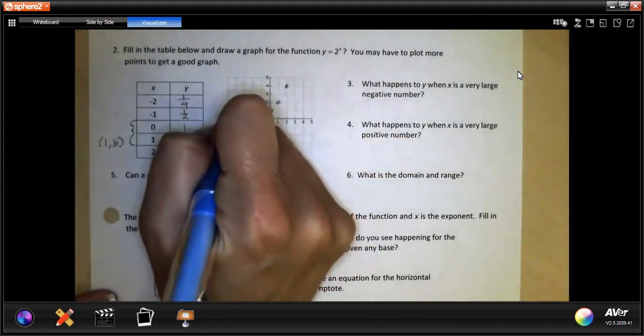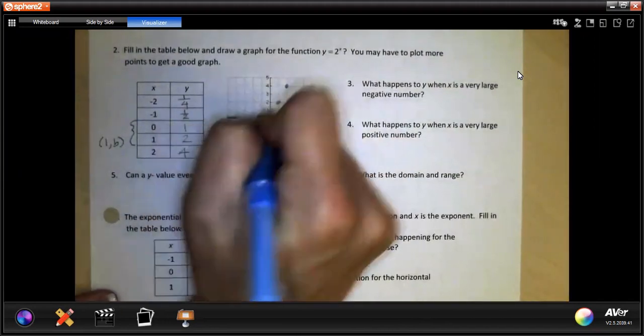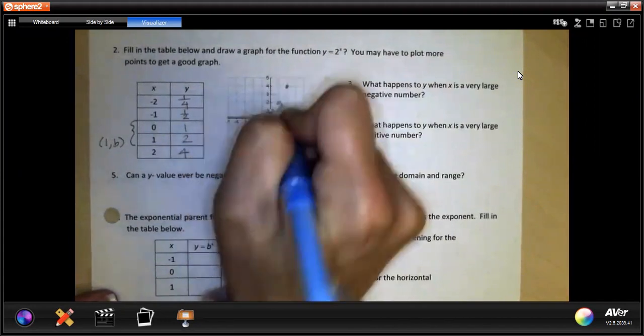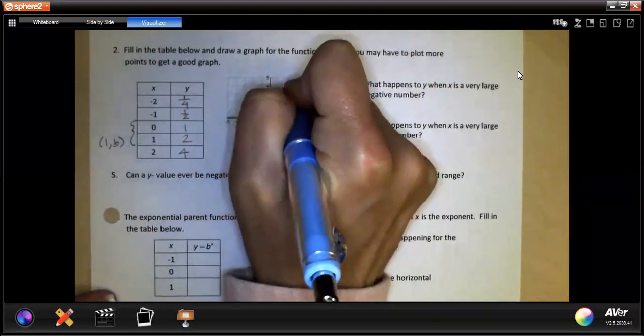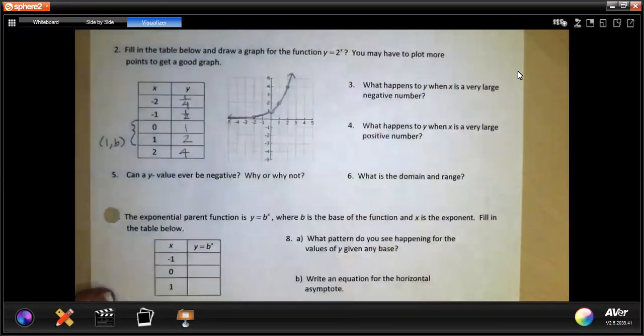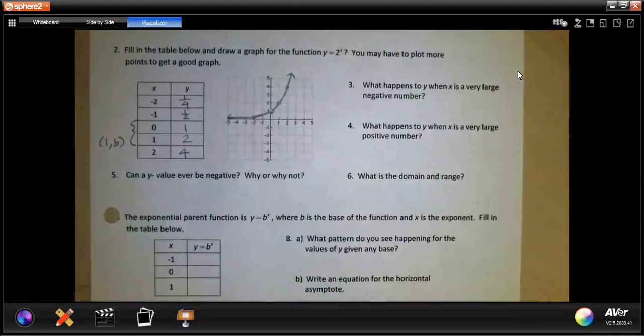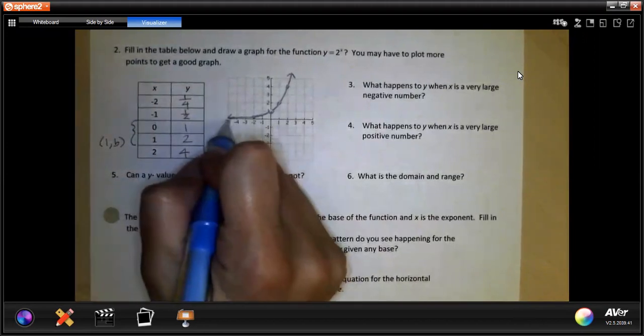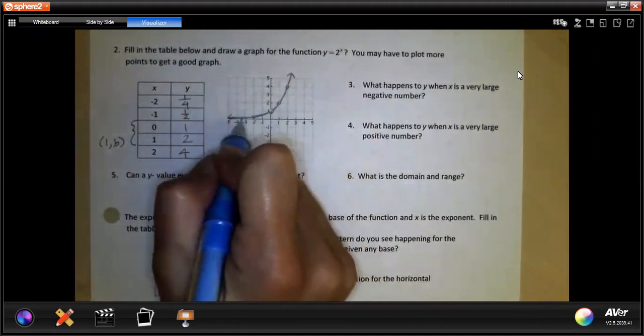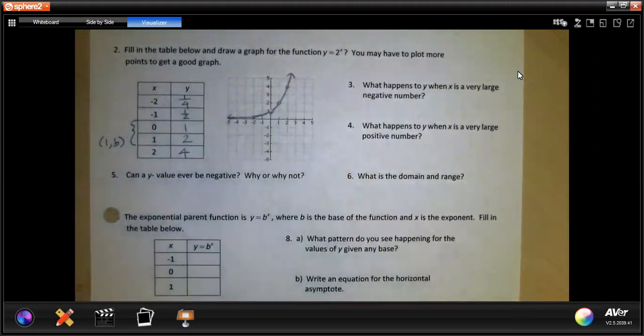That graph is going to follow the x-axis there. And then once it hits that 0, 1, it starts to increase pretty quickly. So that's what our parent function looks like there. There are no negative numbers. It does not go under the x-axis. This is a horizontal asymptote on the x-axis because it follows that along forever.